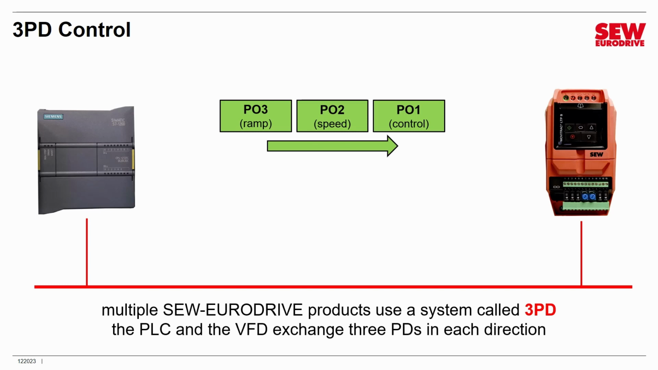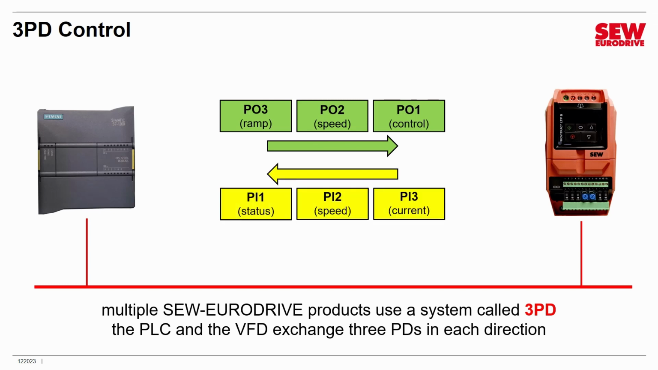Now, the VFD is going to send 3 process input words back to the PLC to give it information as to what's going on. Process input word 1 is a status word. It indicates if the VFD is running or if it's halted, if it's in a fault condition. Process input word 2 is the current speed at which it's turning. And process input word 3 is the amount of current that the VFD is delivering to the motor. And that is it. 3PD control is pretty simple. So that's what we're going to learn.